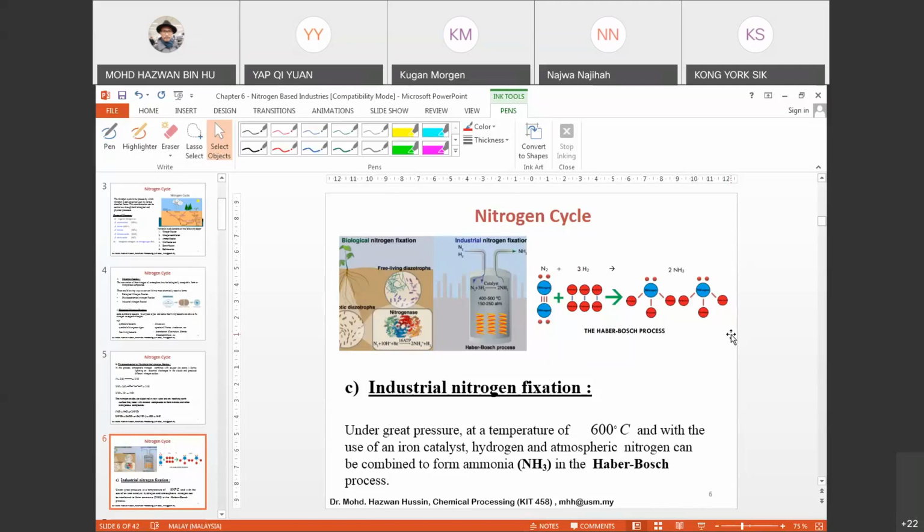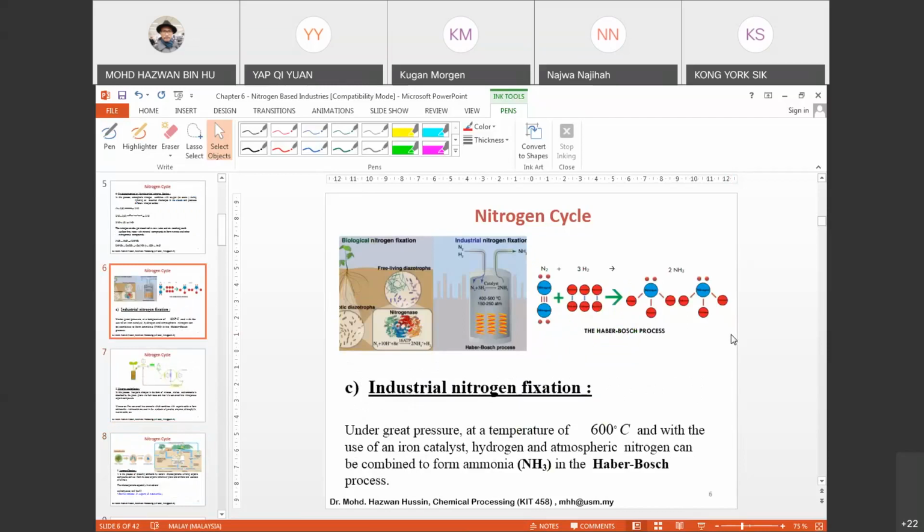So in this case, you convert nitrogen into ammonia by reacting it with a different type of gas, for example hydrogen gas, in the presence of an iron catalyst and at high pressure and high temperature. It will form ammonia, and this process is well known as the Haber process or Haber-Bosch process. Right. So that is a few methods in nitrogen fixation.